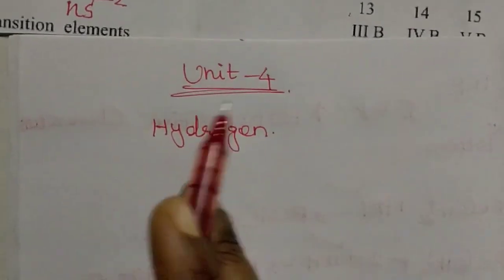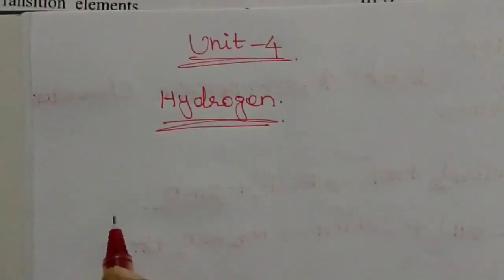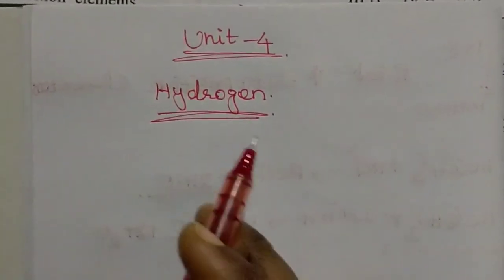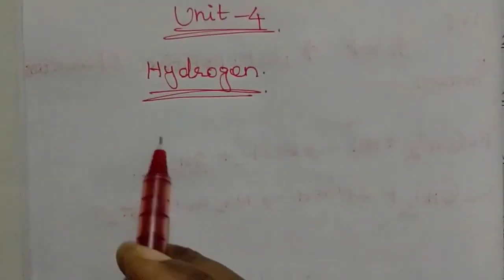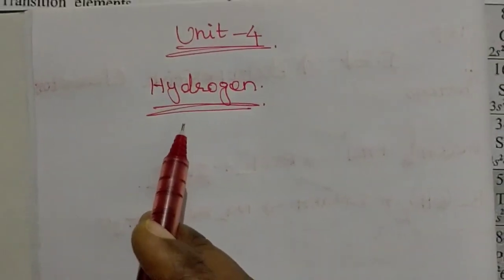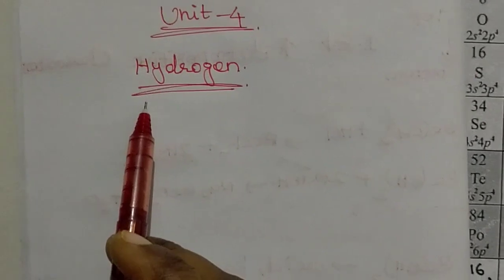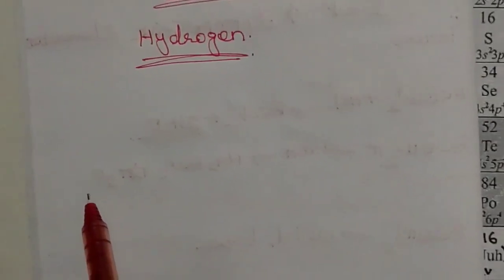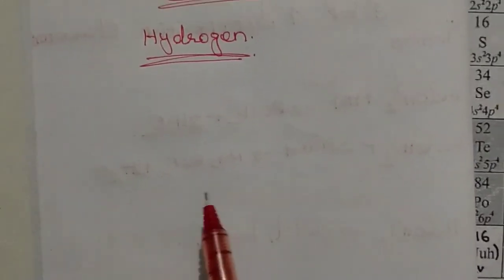Next, unit 4, heading hydrogen. Hydrogen is a familiar one. You already know the element hydrogen is a gas, and it is the lightest element present in the modern periodic table. It is placed at the top left of the modern periodic table, in the first S group, the series of alkali metals.